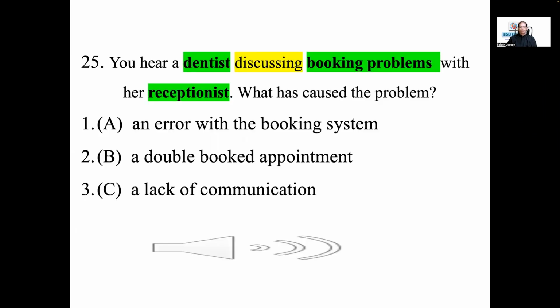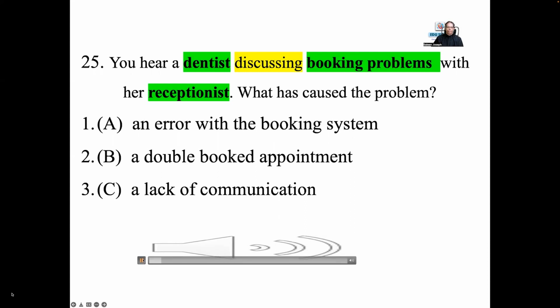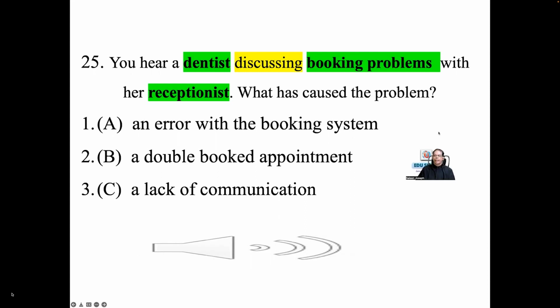You hear a dentist discussing booking problems with the receptionist. What has caused the problem? Option A, an error with the booking system. Option B, a double booked appointment. Option C, a lack of communication. So just try to find out the stem words.